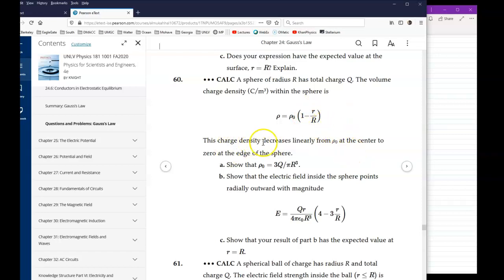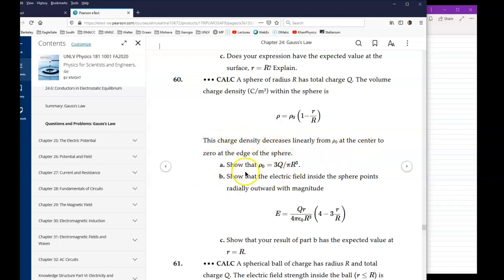He said this charge density decreases linearly from rho naught at the center. You can actually prove it to yourself. If you make small r equal to 0, at the center it's rho naught. Then at big R, at the edge, r over R is 1, so 1 minus 1 becomes 0. So this charge density decreases linearly from rho naught to 0.